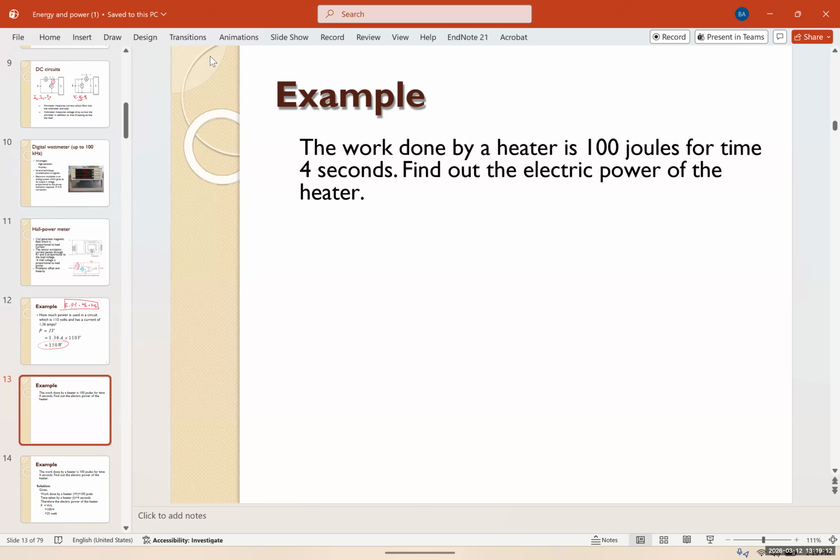Did anyone find the answer? What is it? Sorry?